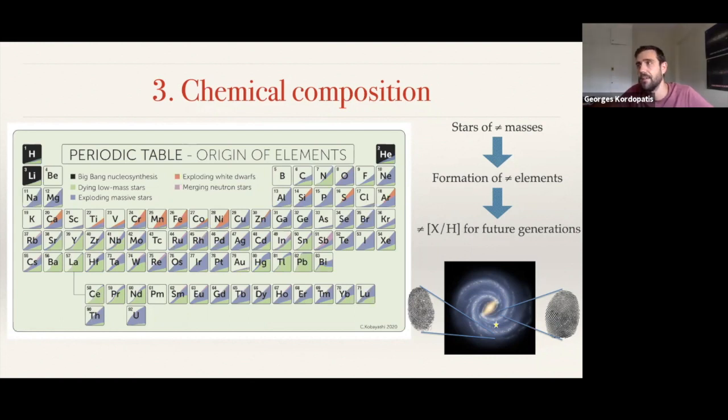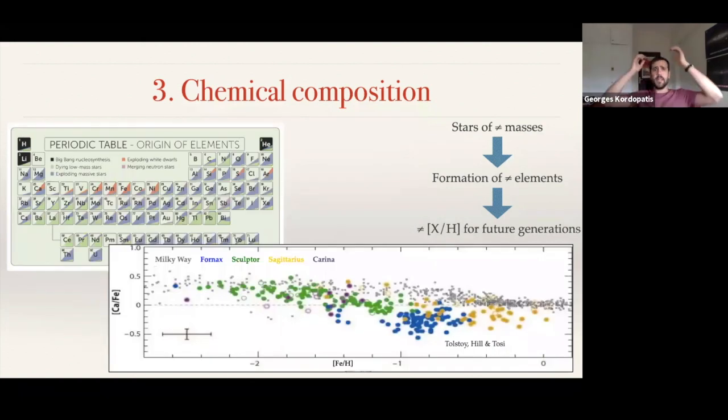And so by measuring the chemical abundance of stars and by identifying overdensities in chemical space, you will be able to identify groups of stars that have been formed in similar environments. And to illustrate this, let me show you this very nice plot of Tolstoy, Hill, and Tosi back in 2008, I think, or 9, where you can see the iron abundance of the stars as a function of the ratio of calcium abundance over iron for stars of the Milky Way in gray in the solar neighborhood, and different stars belonging to the dwarf galaxies orbiting around the Milky Way.